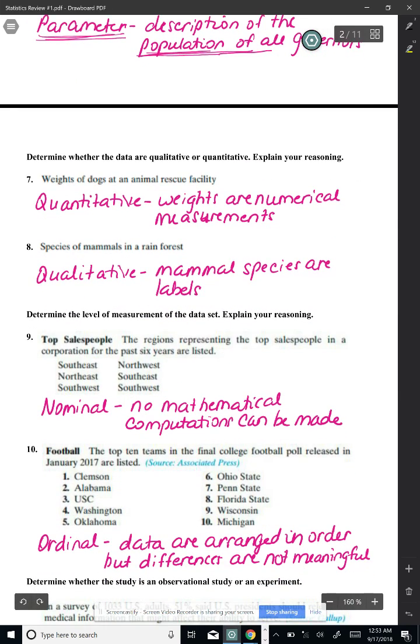Next is qualitative and quantitative. The weights of dogs would be quantitative because weights are numerical measurements. The species of mammals in a rainforest would be qualitative because that's just a label or a characteristic. It's not a number.